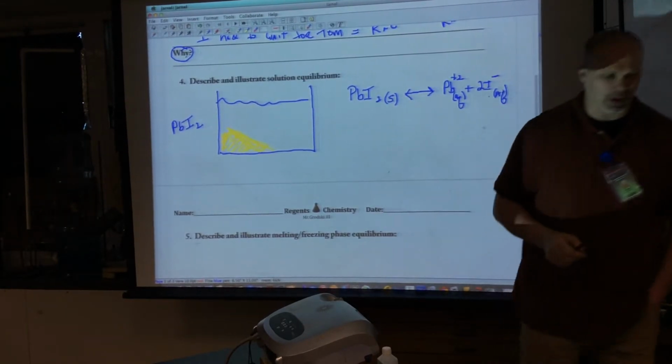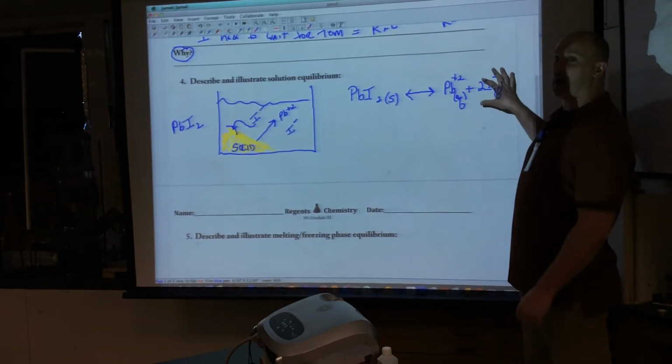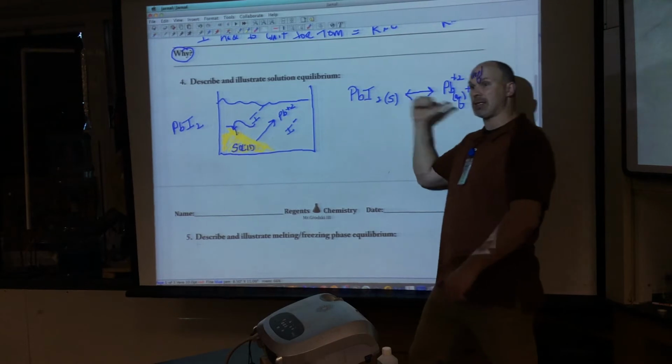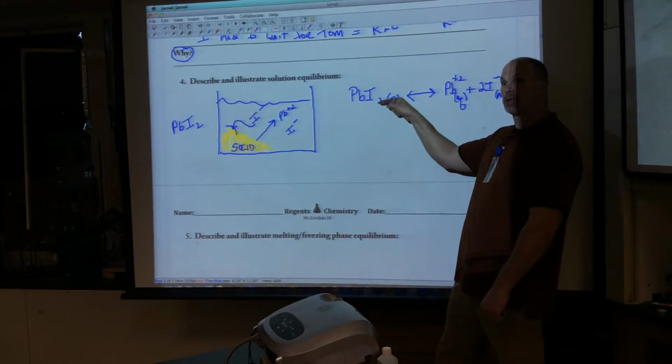So what I'm telling you, if we're at solution equilibrium, we are dissolving the solid right here. The solid is dissolving into Pb2+ ions and iodide ions, right? Or the ions are coming together and doing what? Going back and reprecipitating. Let me explain. We have the solid breaking apart into ions. That's dissolving. That's this way. And we also have some going back. That's what equilibrium means.